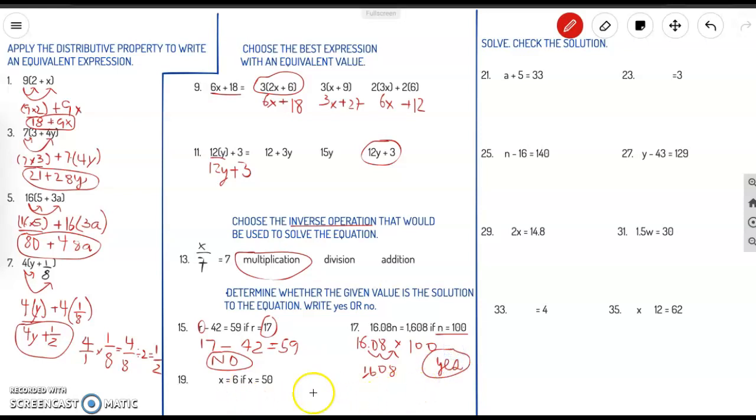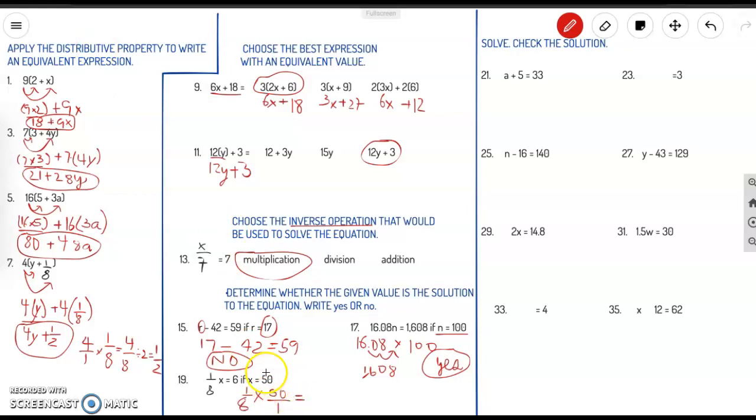Okay, number 19. x equals 6 if x, oops, sorry. I forgot to write down the problem. So 1/8 x equals 6 if x equals 50. So we're going to be doing 1/8 times 50. Now, we probably don't even have to do the multiplication, because right away you can ask yourself, is 1/8 of 50 equal to 6? Well, let's go ahead and see actually.